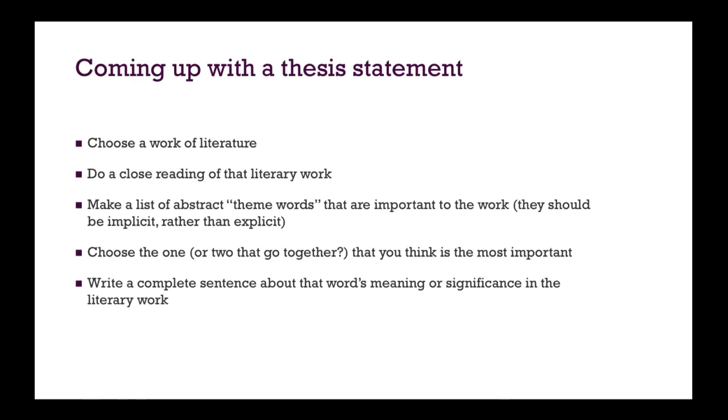And one way to do this is to make a list of abstract sort of theme words that jump out to you as you're reading the work. And these should be implicit rather than explicit. So just throw out a bunch of words that come to mind that are abstract as you're reading. And then choose a couple of them, choose 1 or 2 that go together. See if you can articulate a complete sentence about that theme word's meaning or significance in the literary work.